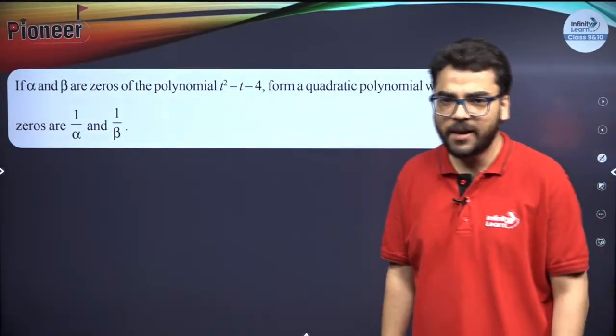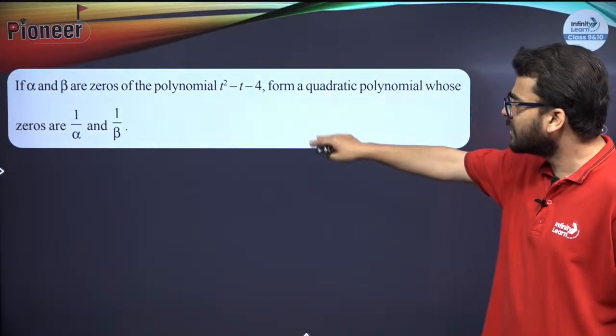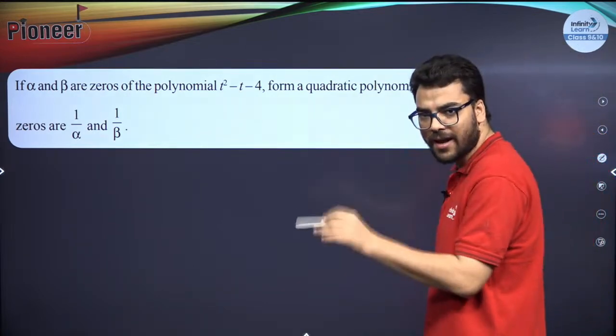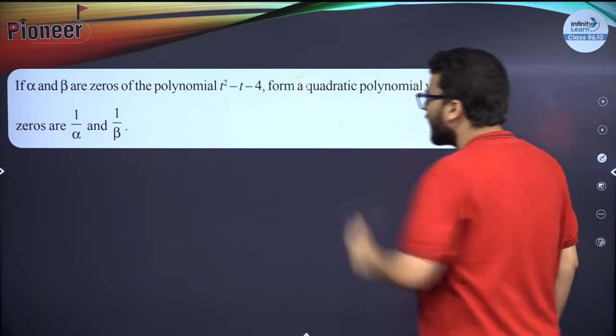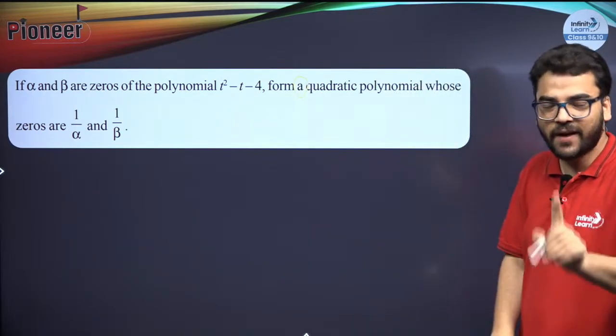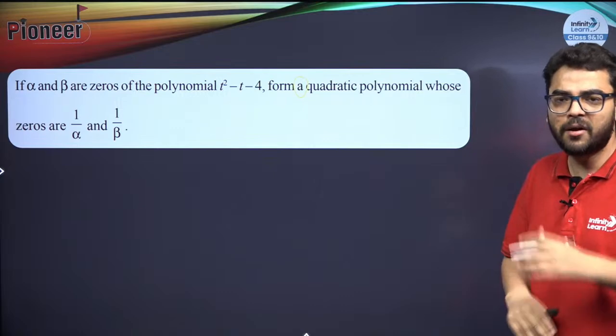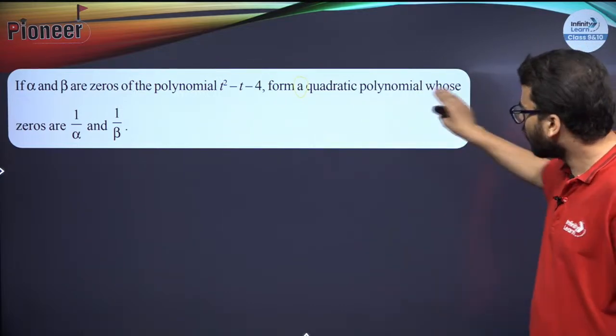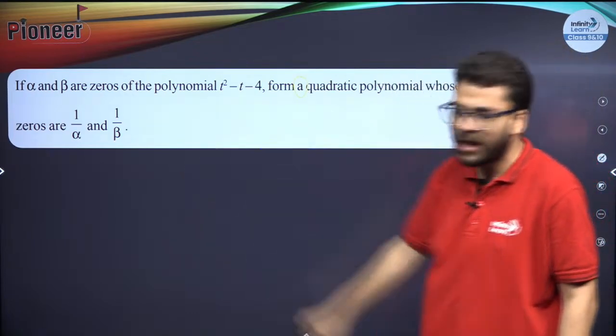So you can do this simple question. If alpha and beta are the zeros of this polynomial, form a quadratic polynomial. The question is correct mathematically. You can just find one quadratic polynomial. All the polynomials are not possible for anybody to find. So find a quadratic polynomial whose zeros are 1 by alpha and 1 by beta.